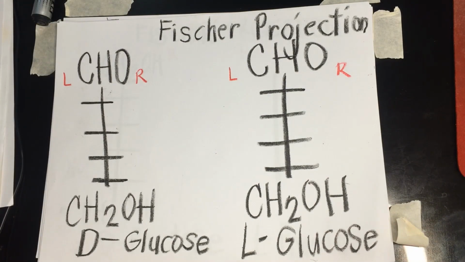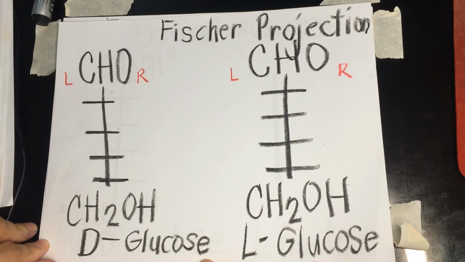This is an example of a Fischer projection. We have the D-glucose. What we learned, the D configuration means that it is dextrorotatory. And so, we are going to move the highest number of the chiral center going to the right. If it is levorotatory, we are going to move the highest number of the chiral center going to the left. This is how we are going to do the Fischer projection.